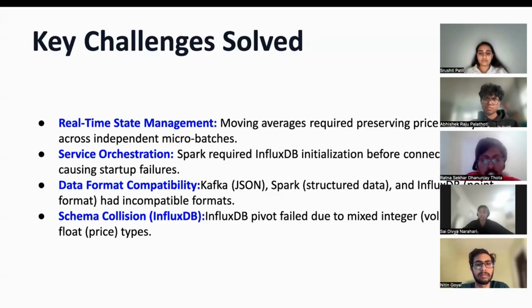Spark often tried to connect to Kafka or IndexedDB before they were ready. Another issue was ensuring all components agreed on data formats since Kafka uses JSON while IndexedDB requires a strict point structure. Finally, we resolved type mismatches in InfluxDB that were causing errors in Grafana panels. And Divya will continue from here.